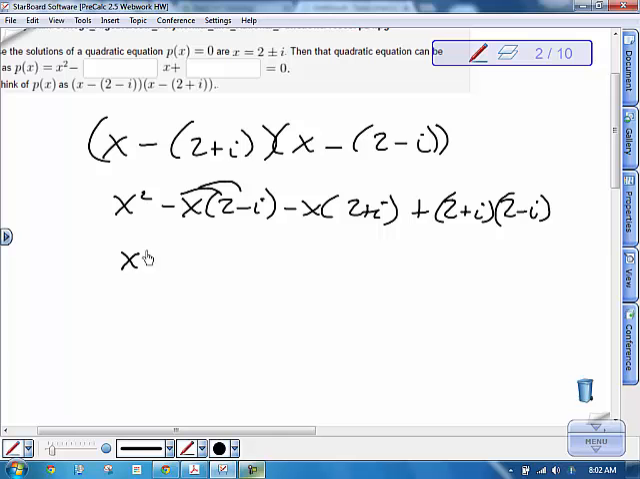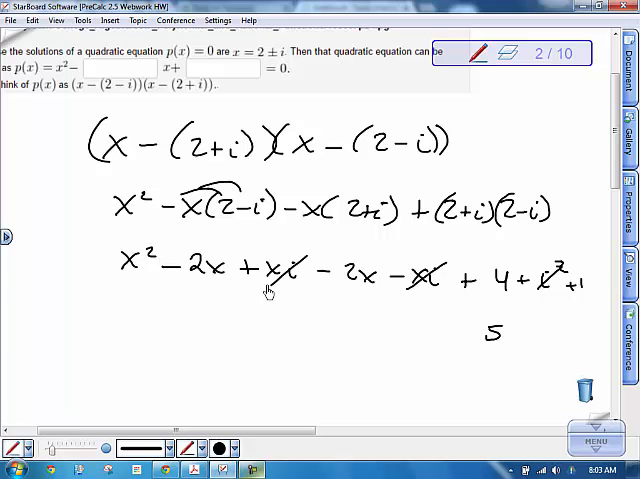Distribute: x squared minus 2x plus xi minus 2x minus xi plus 4 minus i squared. No terms are going to cancel, these are conjugates. Minus i squared, which is negative 1, so when I go positive, it ends up being 5. And then xi and negative xi cancel, and you end up with x squared minus 4x plus 5. There's my answer right there.